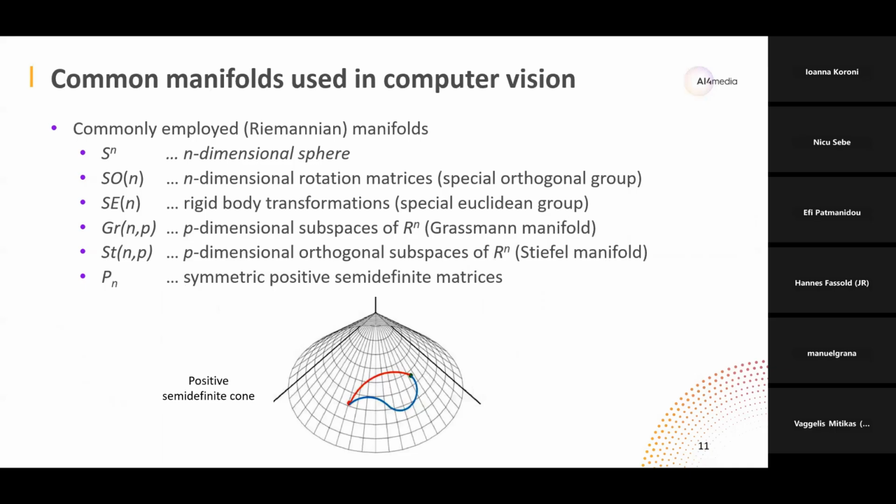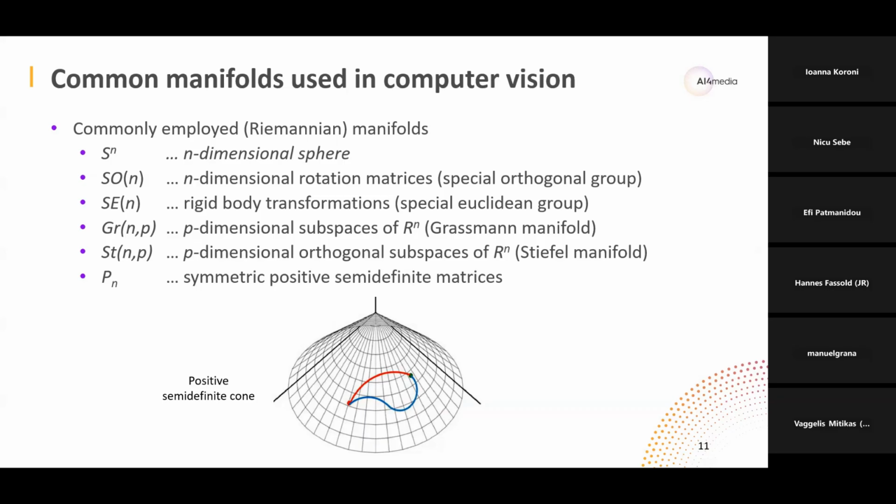Yeah, that's it more or less for the theoretical part. Just also good to know are the common manifolds which are used in computer vision. So what are those commonly employed Riemannian manifolds? Of course, the n-dimensional sphere, Sn, is usually the short form of it.